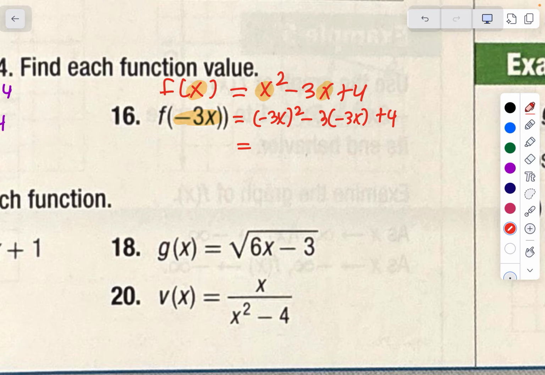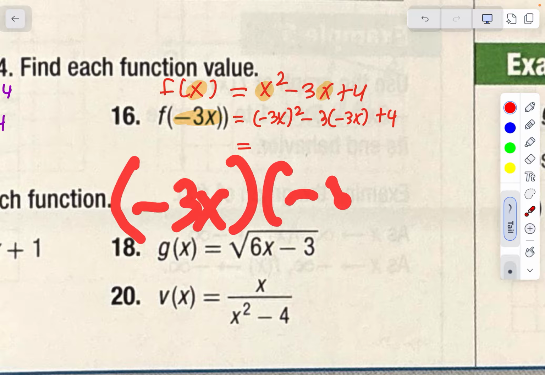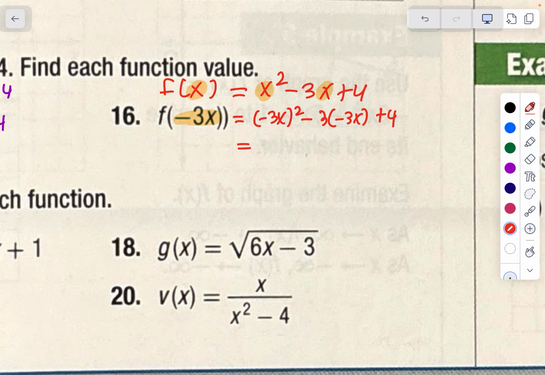Now, there's not a ton you can do to this, but I want you to always get in the habit of simplifying as far as you can go for this next step. Now, we have a negative 3x squared, which means negative 3x times negative 3x. So the negative times the negative will make a positive, 3 times 3 will make a 9, x times x will make an x squared. This next piece, we have a negative 3 times a negative 3. It becomes a positive 9, and the x has nothing that's going to change it, so it just gets attached to it, and then we have a plus 4.